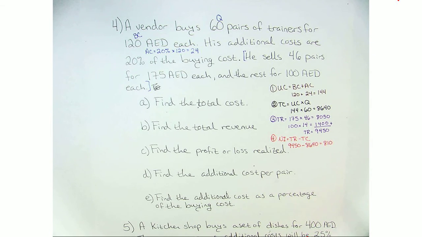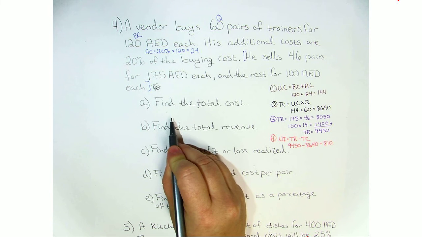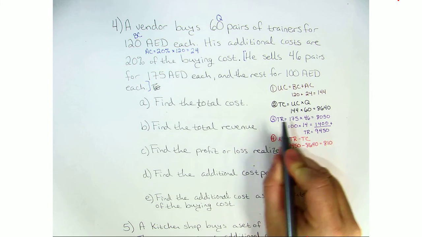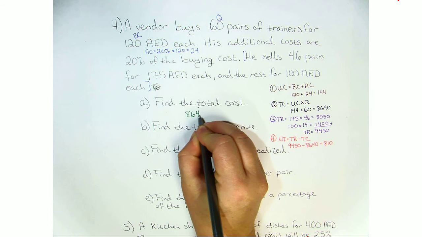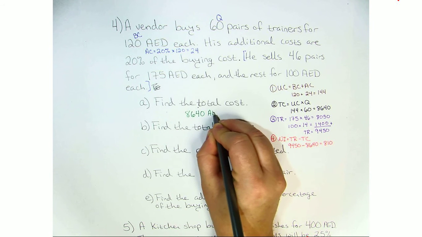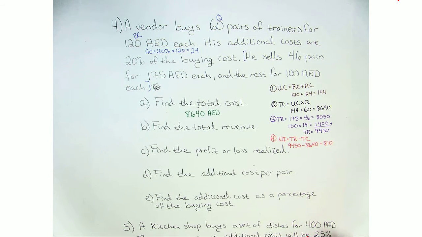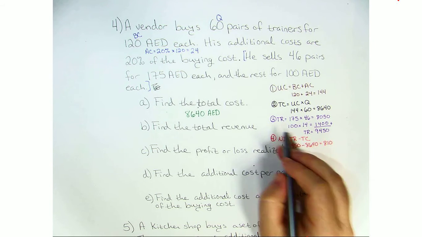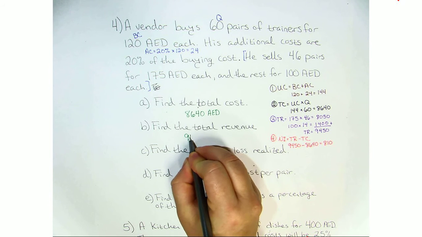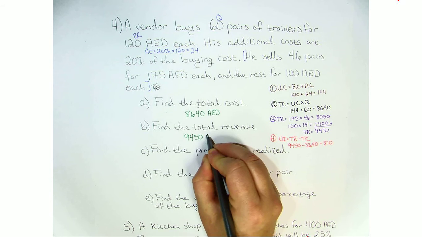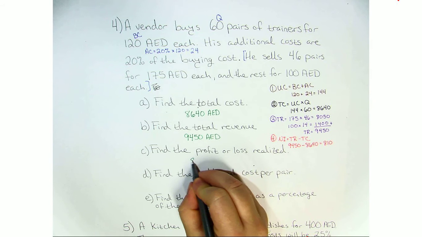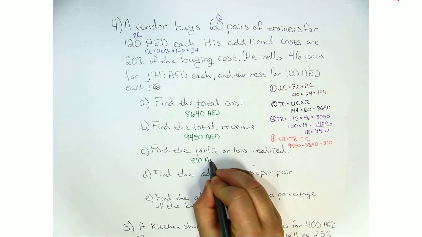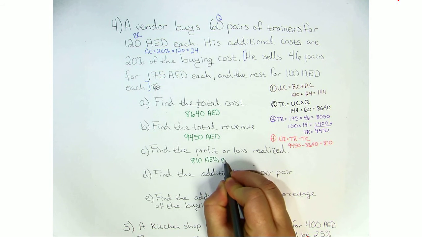Now let's go ahead and look at the questions. A, find the total cost. Well, the total cost was 8,640 dirhams. Find the total revenue. Once again, that was step 3. That would be 9,450 dirhams. Find the profit or loss realized. Okay, that's in step 4, so we have 810 dirhams profit.